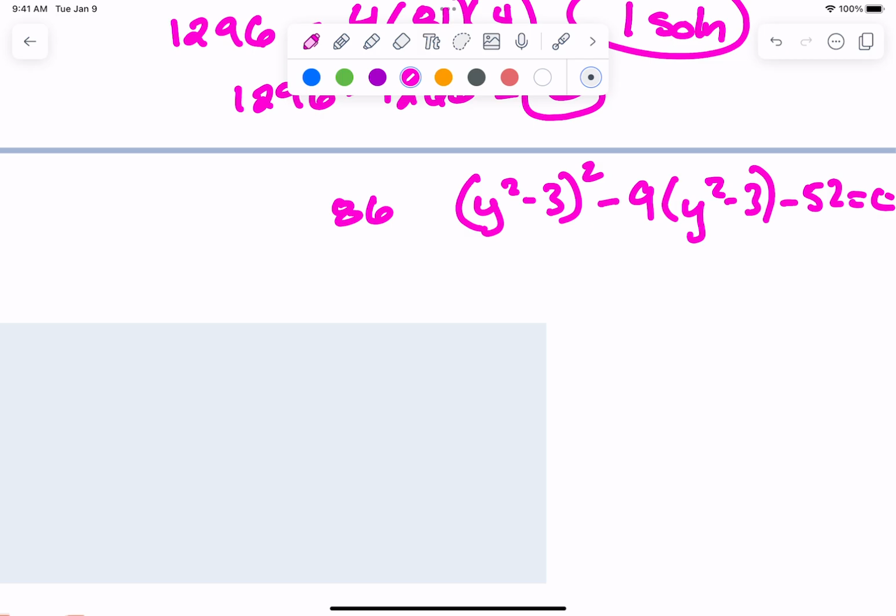You're trying to solve equations in quadratic form. What would you like to do? Set the thing for y. y squared minus 3 equals 9.